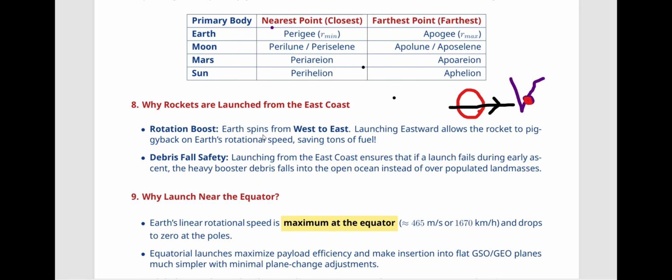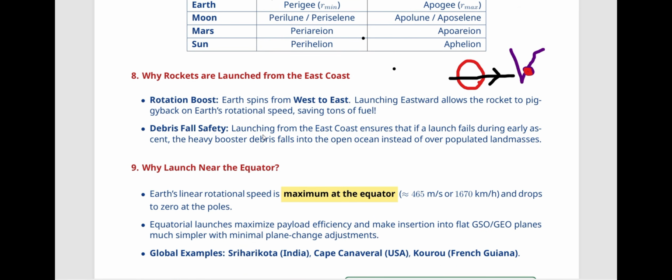Okay, guys, it is very interesting now. Listen carefully. Why are rockets launched from the east coast? Just assume this is our India. We launch satellites from Sriharikota in Andhra Pradesh. You have always heard in the news, satellites launched from Sriharikota. That is the east coast, not the west coast. What is the reason behind it?